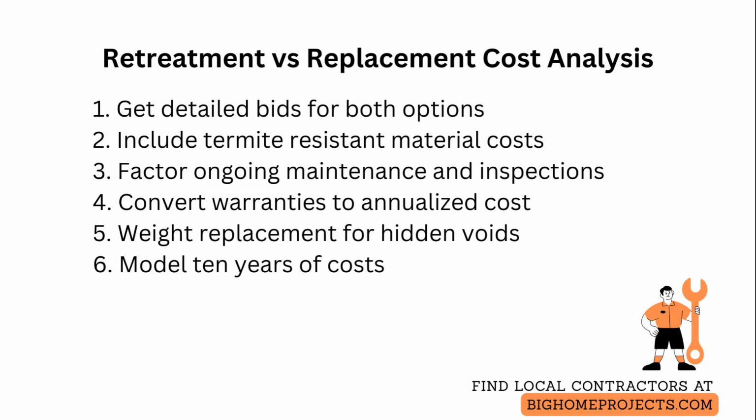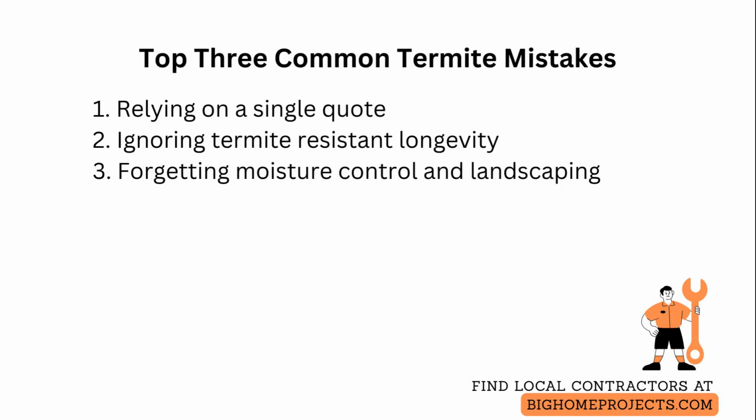When possible, model at least 10 years of costs, including retreatment schedules, potential repair cycles, and the residual value impact on resale to see which option is financially and practically superior. Common mistakes are relying on a single quote, which can understate variability in scope or technique. Solution: collect at least 2 thorough bids for each option and compare scopes line by line.